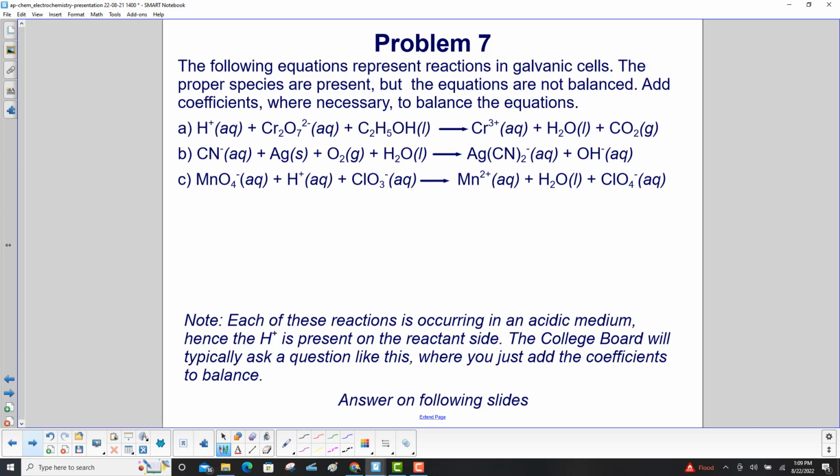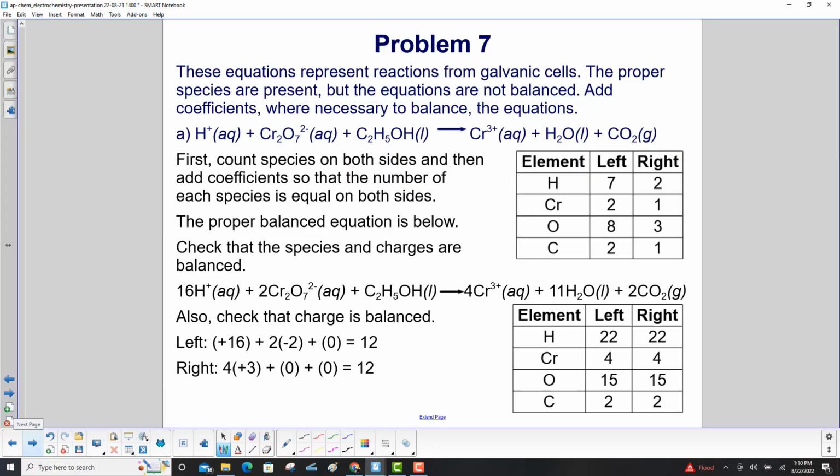on the reactant side. The College Board will typically ask a question like this, where you just add the coefficients to balance. So let's take our first equation here. And the first thing you do, make a little table and count the species on both sides, and then add coefficients so that the number of each species is equal on both sides.